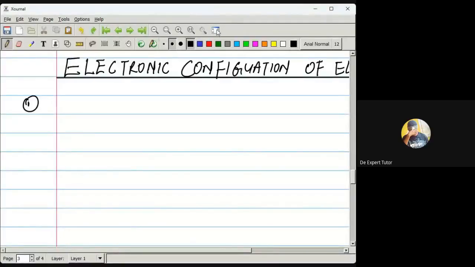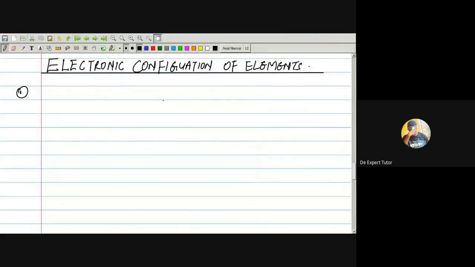So I'll start recording the class. Here we want to look at how to write the electronic configuration of elements.